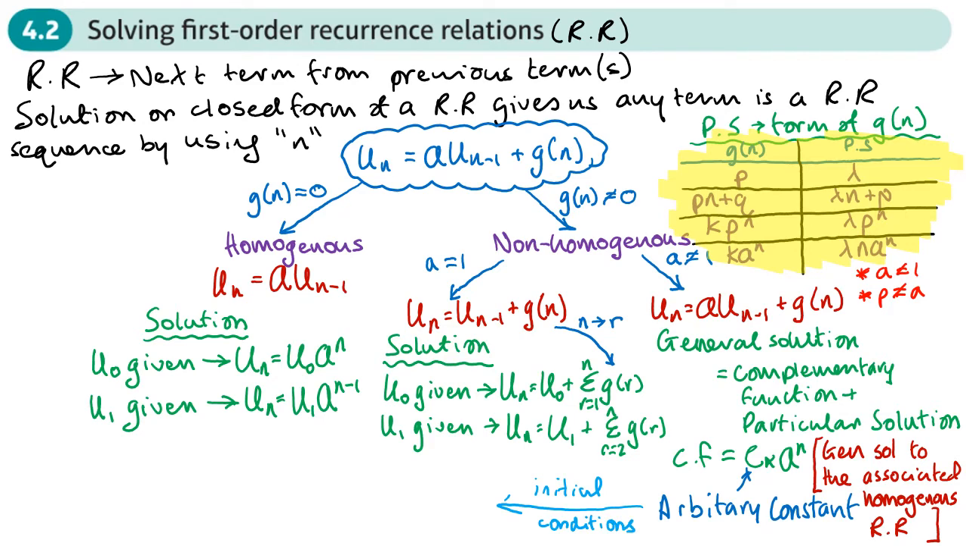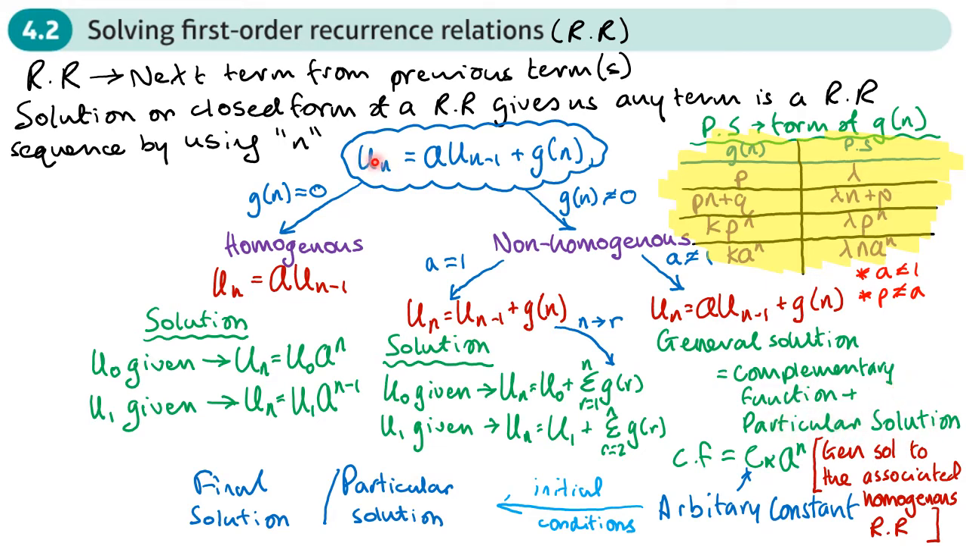Now, if I use the word particular solution again, it may cause confusion with where we've used particular solution here. So this is also referred to as the final solution. So if I talk about the final solution, this is what I'm referring to, just to avoid confusion between this particular solution and this particular solution here.